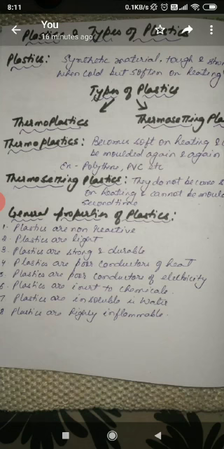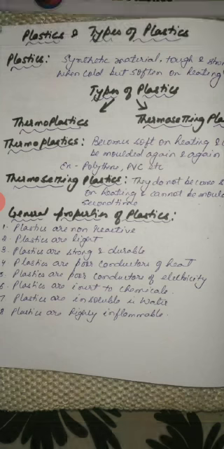So this is a very important topic, and how to differentiate between the two types of plastics, thermoplastics and thermosetting. Thermoplastics can be recycled and thermosetting plastics cannot be recycled. Now we are going to study the general properties of plastics. What are the features of plastics?